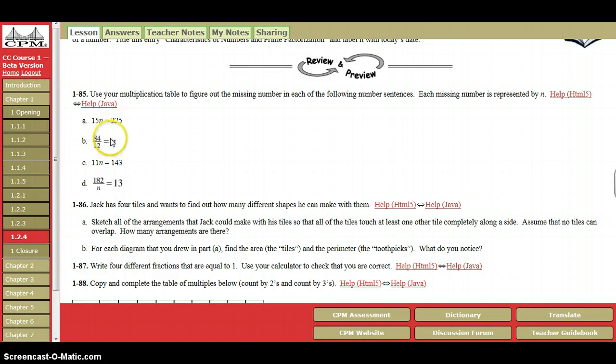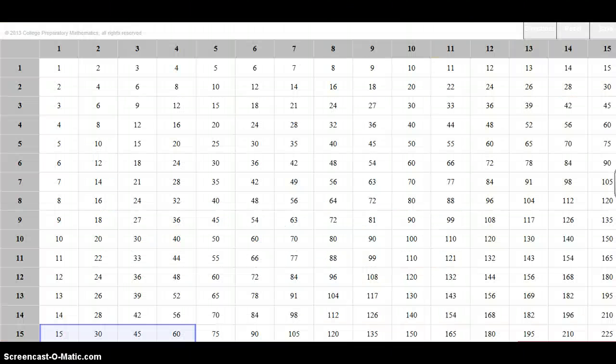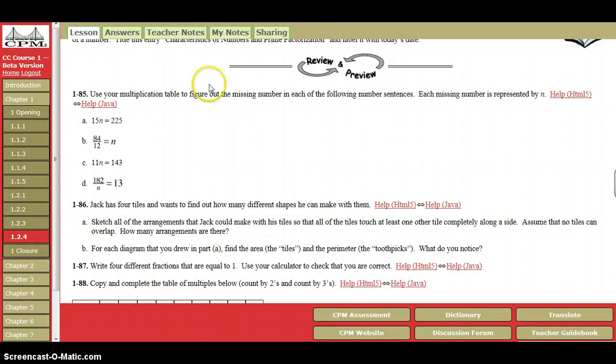12 times something is going to equal 84. That's why we can take 84 and break it into groups of 12 and get a number. So use your multiplication table. You're looking at groups of 12. Scroll along until you find 84 and scroll up. 7. So 12 times 7 equals 84. If you take 84 and divide it by 12, you'll get 7. So the answer is n equals 7.